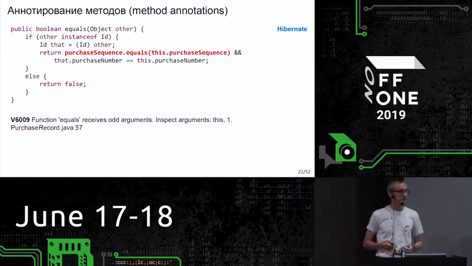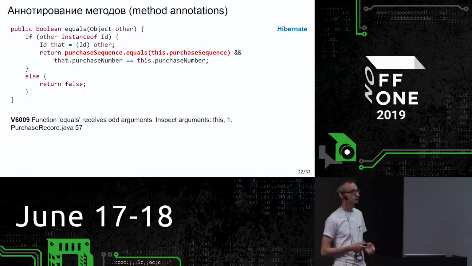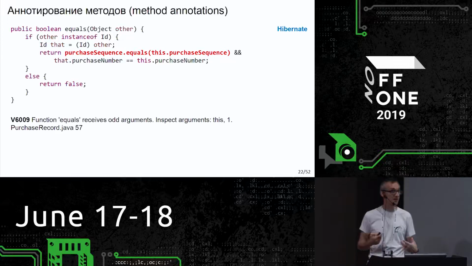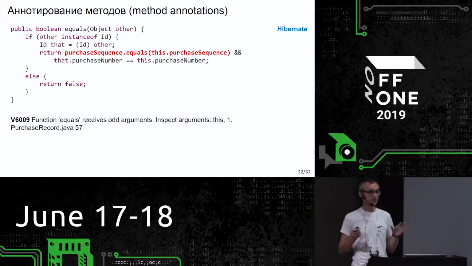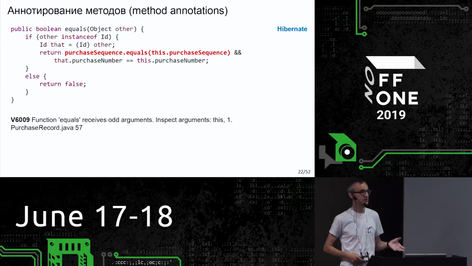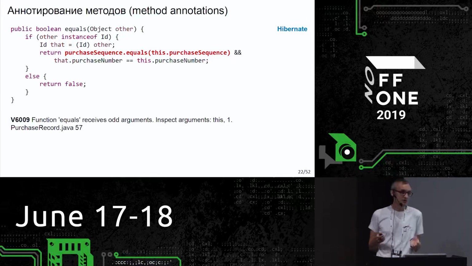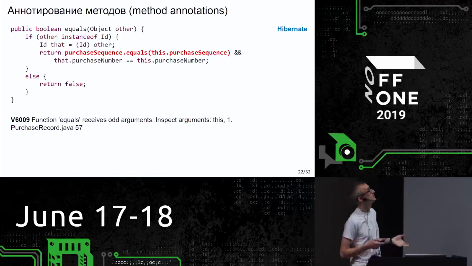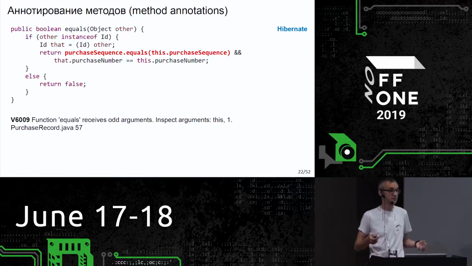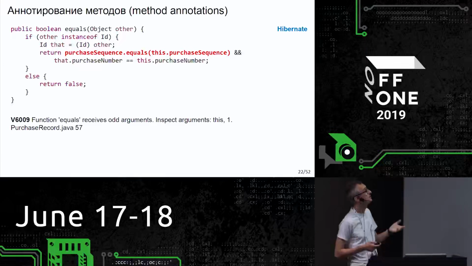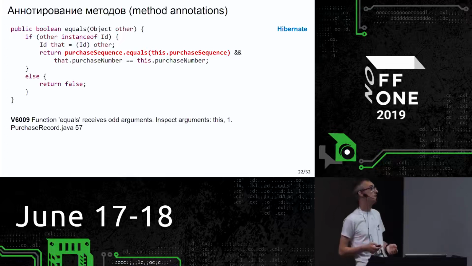Finally, quite a simple technology, but it's very useful. It's when we know how our method should work. Method annotation. Imagine you have a library method and we know how to use it, like equals, for example, here. And of course, making equals function compared to variables that are exactly the same makes no sense.